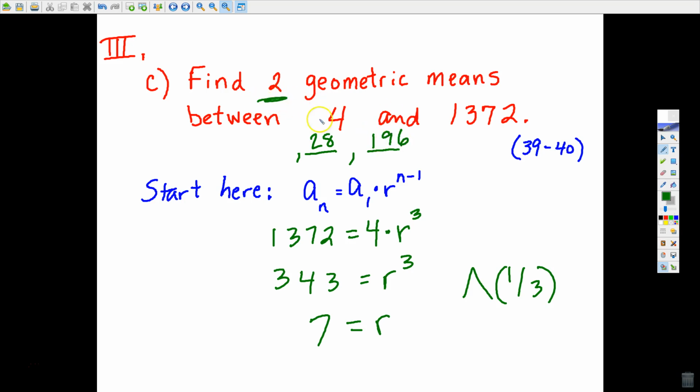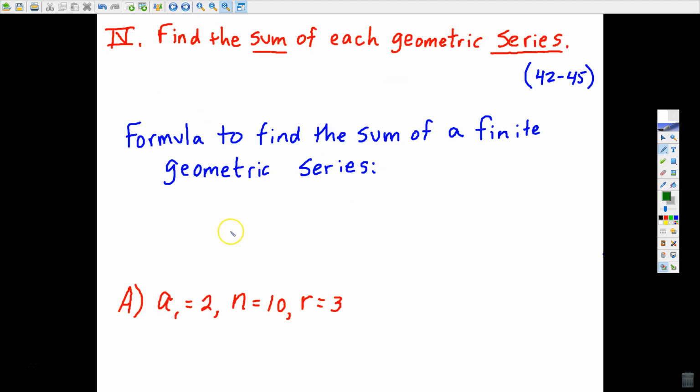We found the two geometric means, but it's going to require on these two problems, 39 and 40, when you get to these two problems, look back in your notes and you'll do exactly what we've done here. You're going to use this formula to try to figure out what R is so you can tell what these missing terms are. Any questions there? Okay, good. All right, we're almost done.